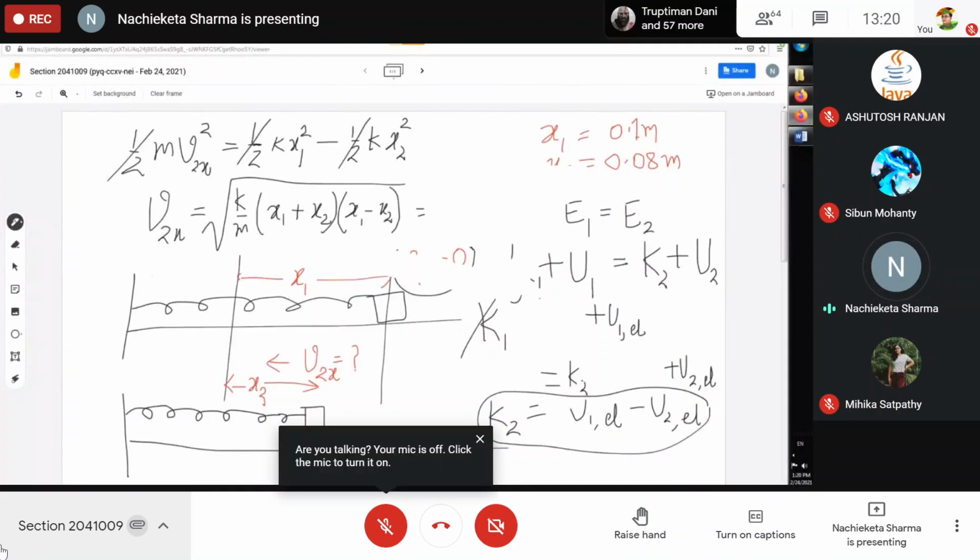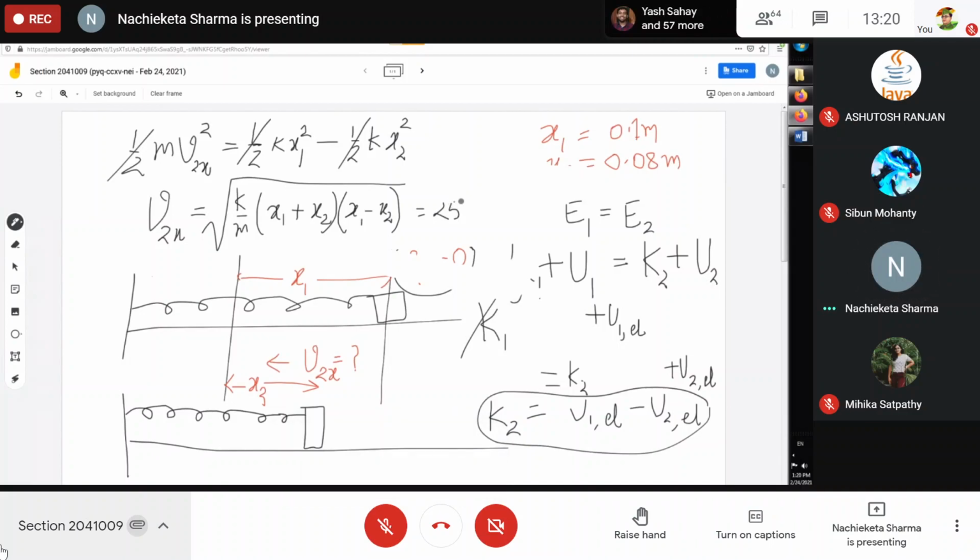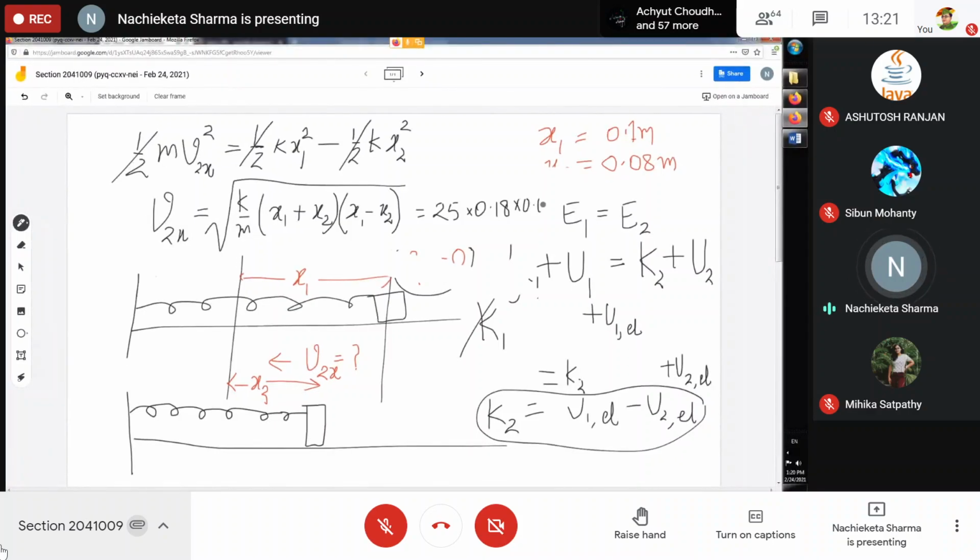Then I will just put the value. k is 5, m is 0.2, which is 1 by 5. So 5 into 5 will be 25. So k by m I will get 25, isn't it? What is x1? x1 is 0.1. What is x2? 0.08. So x1 plus x2 will be 0.18. So I will write it as 0.18. And what will be the value of x1 minus x2? So 0.1 minus 0.08 will be 0.02, isn't it? So I will be getting these things, and then the square root.